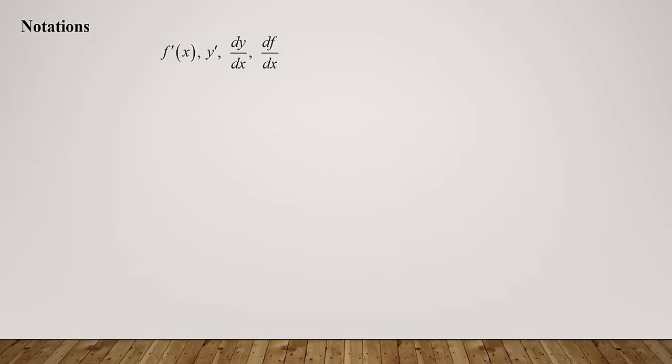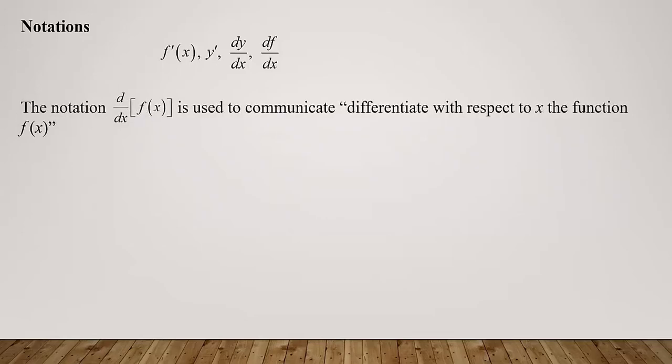There's one more little notational thing that I do want to talk about, and it's this special notation, which is read d dx of f of x. Okay, that notation, d dx of f of x, it's used to communicate a lot of words. It's used to communicate, differentiate with respect to x, the function f of x. So rather than write down all those words, differentiate with respect to x, the function f of x, we would just simply write d dx of f of x, as I've shown here.